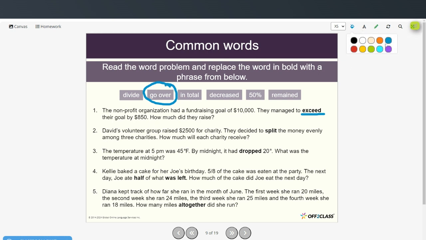David's volunteer group raised $2,500 for charity. They decided to split the money evenly among 3 charities. How much will each charity receive? So split here would mean divide. The temperature at 5 p.m. was 45 degrees Fahrenheit. By midnight, it had dropped 20 degrees. What was the temperature at midnight? So dropped could be replaced by decreased.